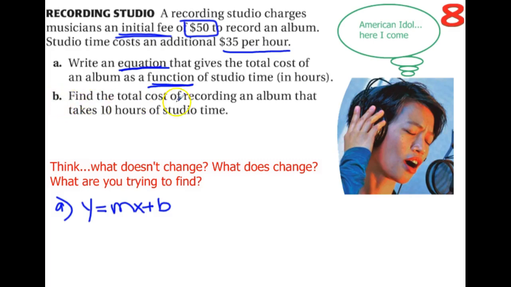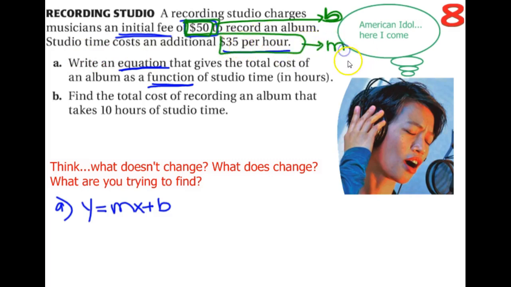And then part B, we're going to find the total cost of an album that takes 10 hours of studio time to create. So first, we have 2 numbers. One of them is our slope, and one of them is our y-intercept, or b. Well, this initial fee is only $50. That's a one-time fee, so that 50 is going to be our beginning cost, or our y-intercept, where we're starting. And then our studio time costs $35 per hour.